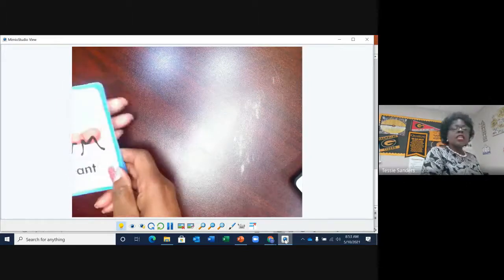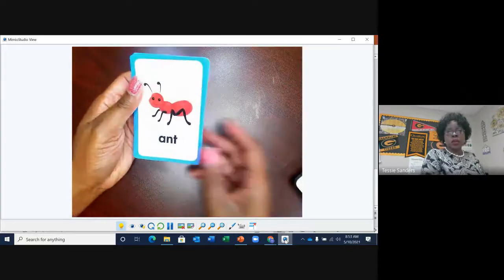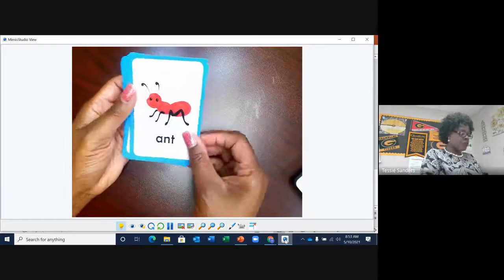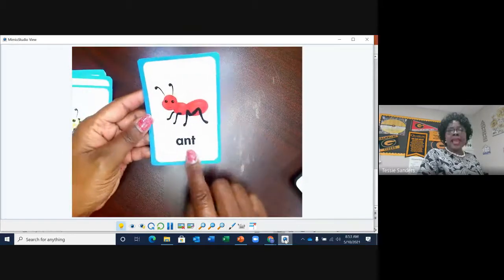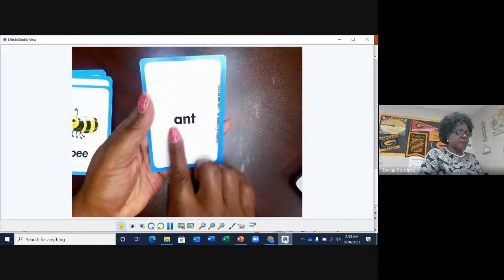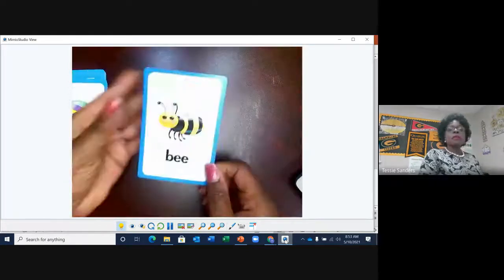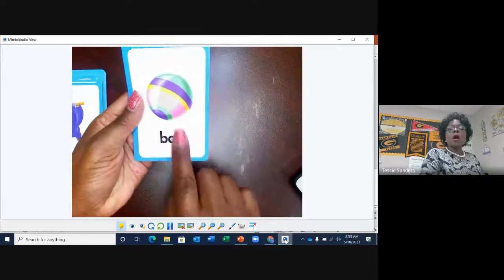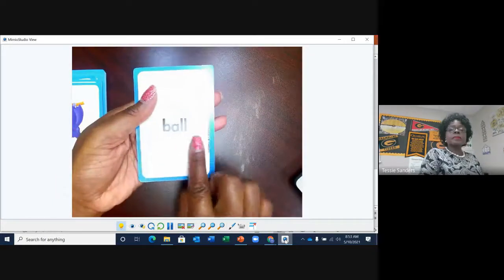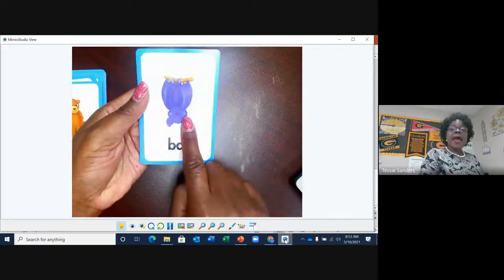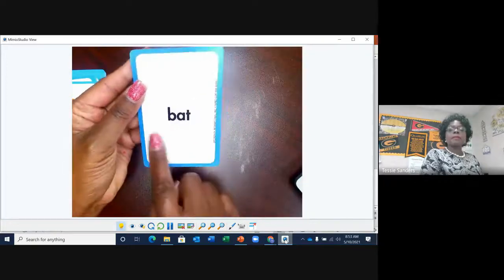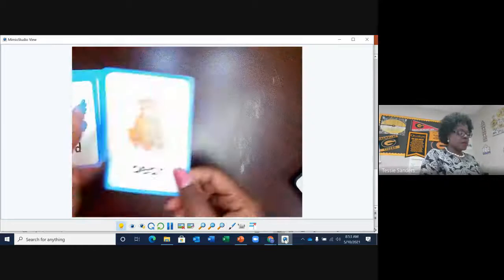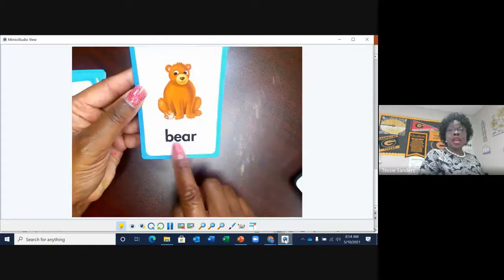Love it. Let's read our sight words quick. Are you ready? Our first picture is an ant. Ant. What is the word? Good. Bee. Good. Read the word. Ball. Excellent. Next word. Bat. Excellent. Bear.